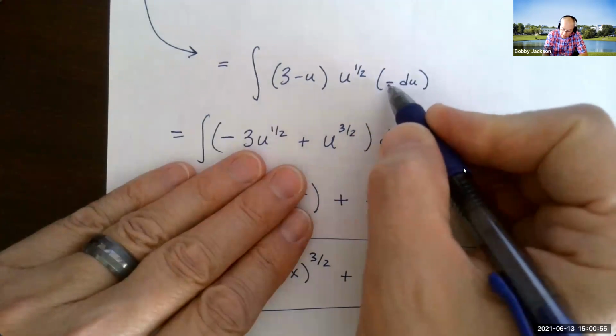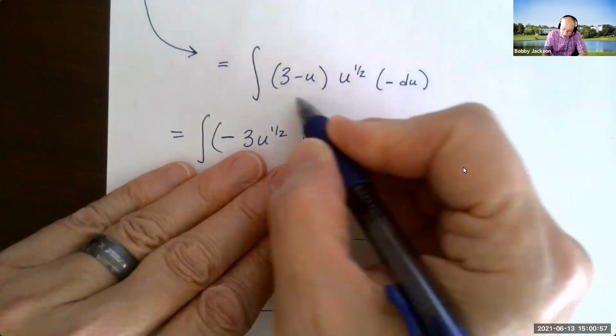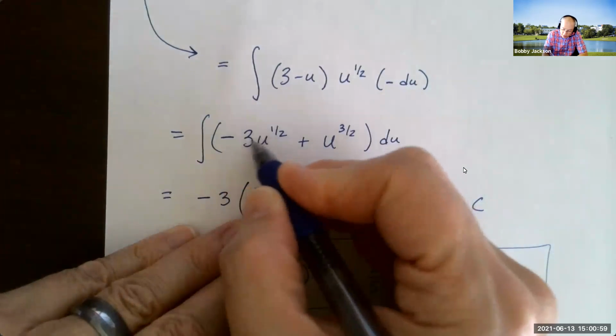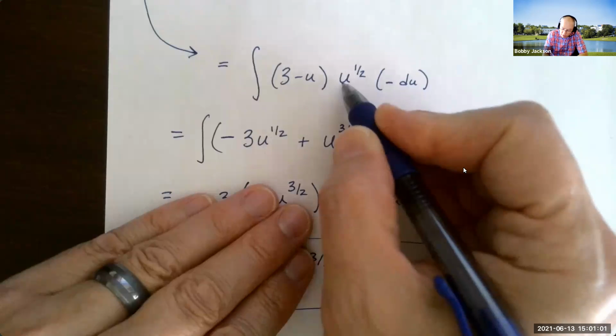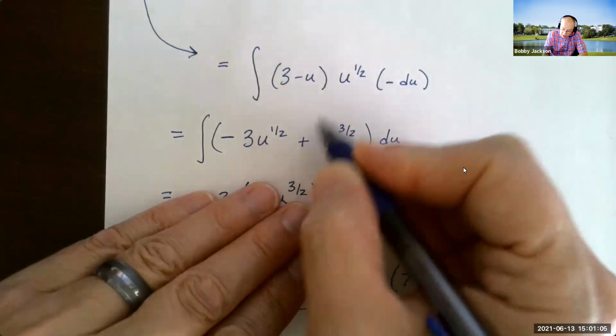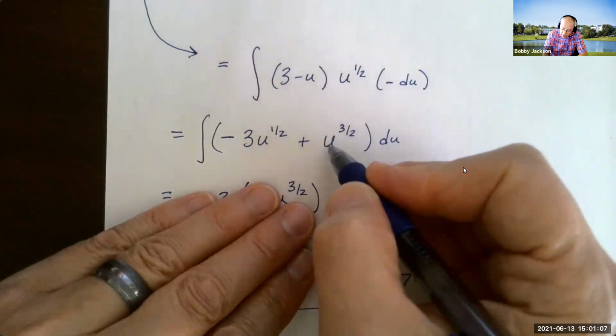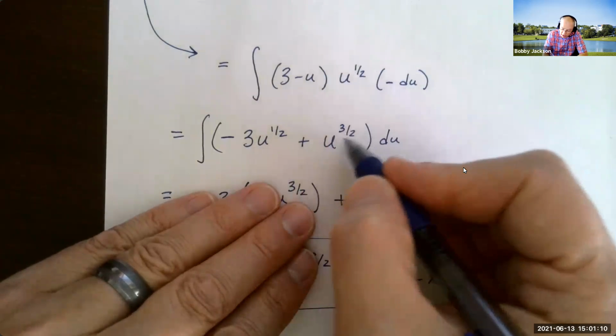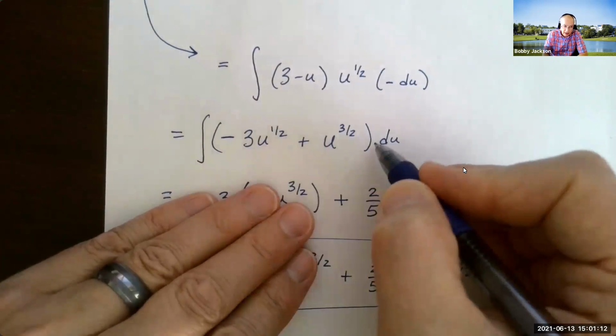This is a negative u to the 1/2 times 3, which is negative 3u to the 1/2, and a negative u to the 1/2 times a negative u. Negative times negative is positive. U times u to the 1/2, add the exponents, 1 plus 1/2. I get 3/2. So there's my function.